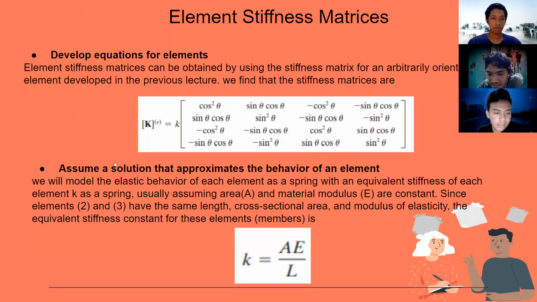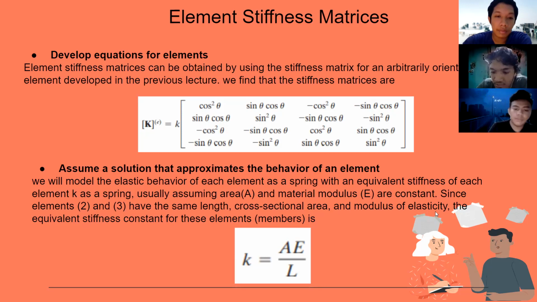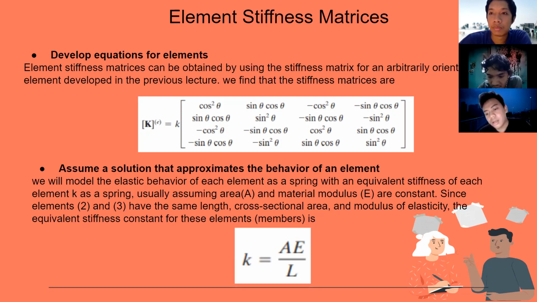And the second step is we have to assume a solution that approximates the behavior of an element. We will model the elastic behavior of each element as a spring with an equivalent stiffness K. Usually we assume area and material modulus are constant. Since elements 2 and 3 have the same length, cross-sectional area and modulus of elasticity, the equivalent stiffness constant for this element member is K equals area times modulus of elasticity per length.